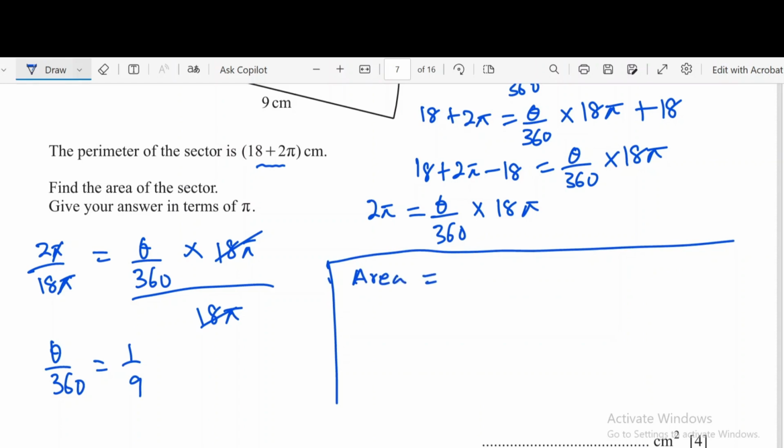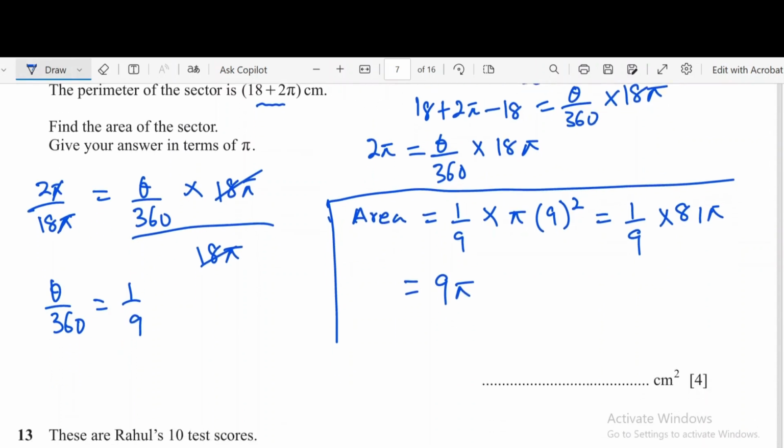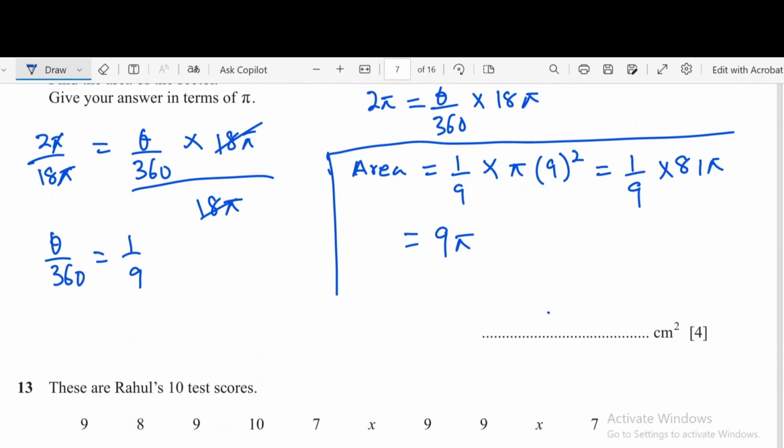Area of sector is theta over 360, that's 1 over 9, times pi r squared, which is 9 squared. This is going to give 1 over 9 times 81 pi, which is going to be 9 pi. That is, 81 pi over 9 is 9 pi. So this will be the value of the area in terms of pi.